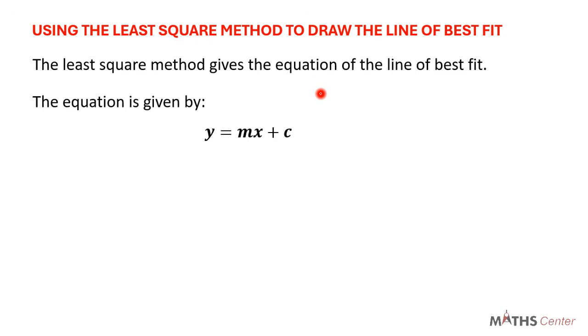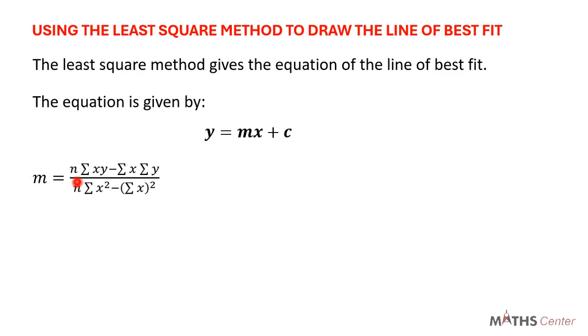In the lesson on straight lines, we learned how to draw the graph of a straight line when you have the equation of the line. We are going to apply that knowledge here. We have learned that the equation of a straight line is given by the formula y is equal to mx plus c. With the least squares method, we will be able to find the values of m and c using the data points given to us.